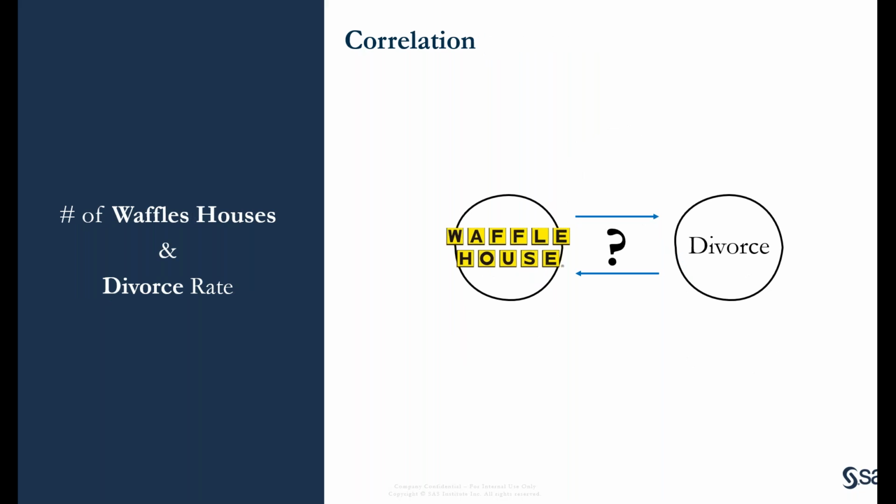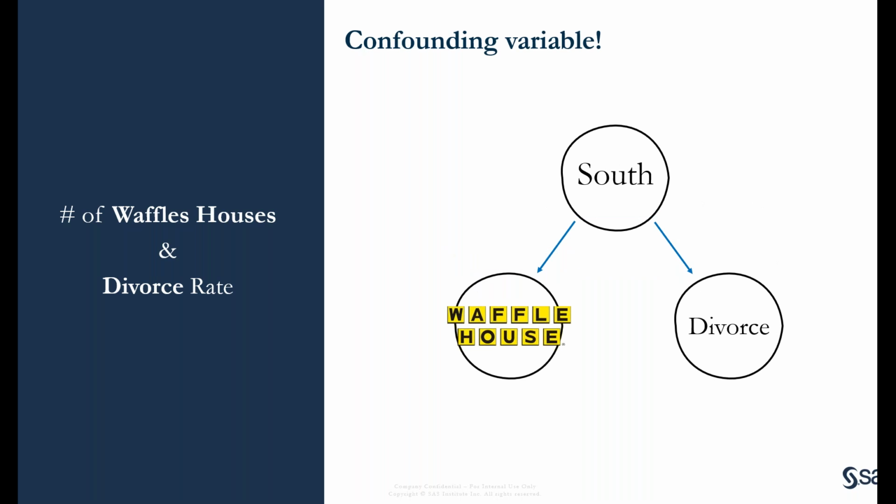Got one last one. This is kind of fun. The number of Waffle Houses is actually correlated with the divorce rate. And no, it has nothing to do with, well, I'm not going to go anywhere with that. What it actually has to do with is that they're both linked to the South. There are more Waffle Houses in the South. I think they're only in the South. But divorce rates just tend to be higher in the South. It has nothing to do with the number of Waffle Houses.